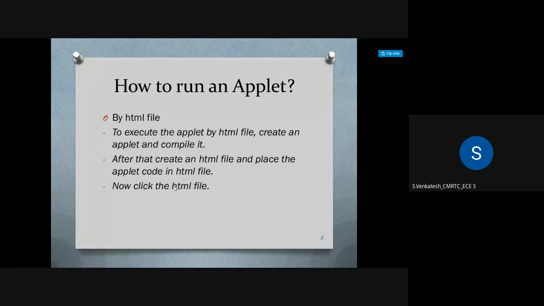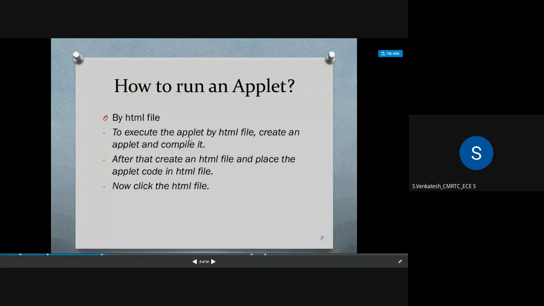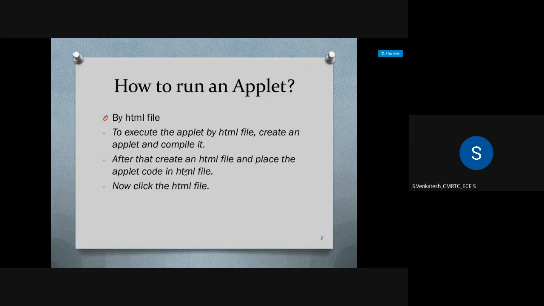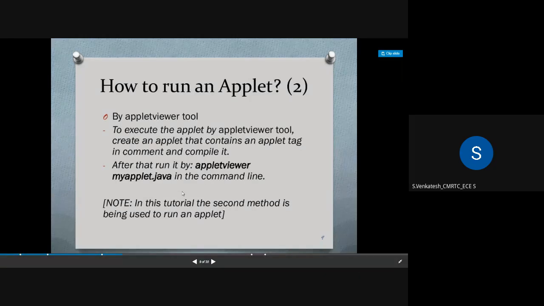To execute the applet by HTML file, first create an applet and compile it. After that, create an HTML file and place the applet code in the HTML file. That is what embedding the applet code into that particular HTML file means. Now click the HTML file.